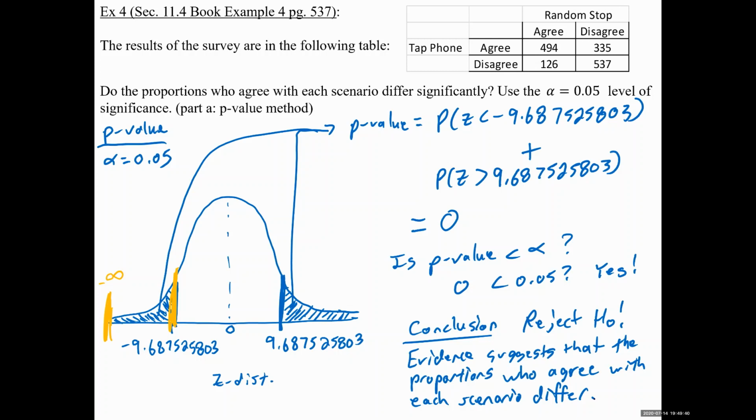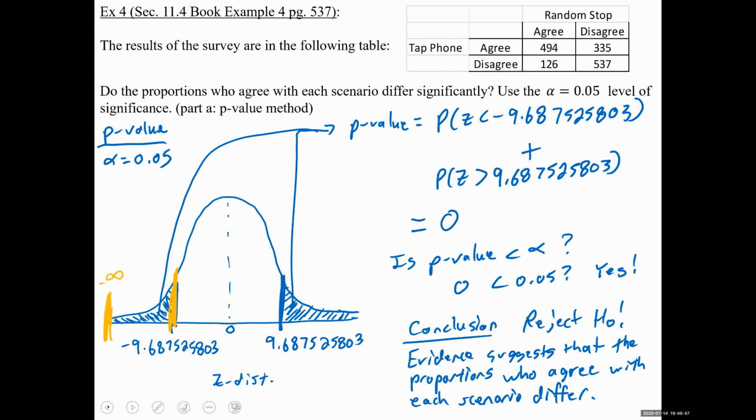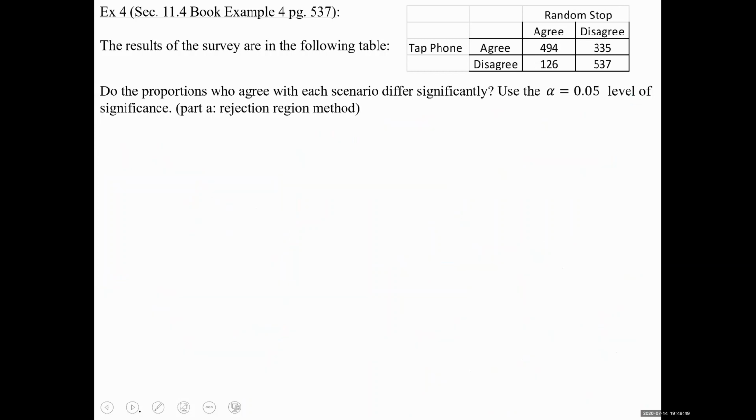Okay, that is example 4 using the p-value method. Let's talk about the rejection region method. I don't know why they both say part A. That's weird. But anyway, rejection region method. To do this problem using the rejection region method, first you would write down all the populations and all that stuff. Then when you go through your 4 steps, you would write down the hypothesis test, which we've already done, so I won't do that again. Then you write down the rejection region. We haven't done that, so let's go ahead and do that.